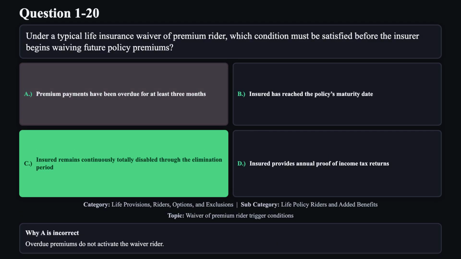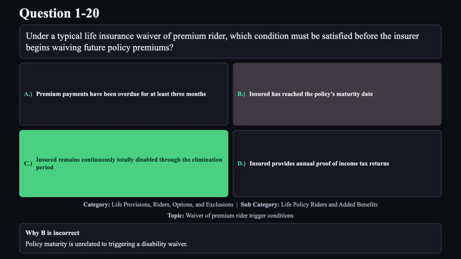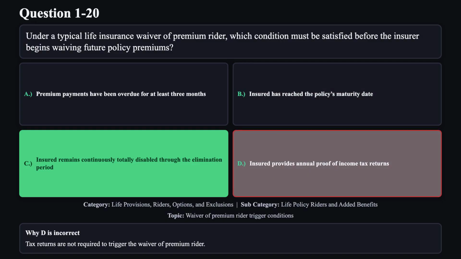Reason A is not correct. Overdue premiums do not activate the waiver rider. Reason B is not correct. Policy maturity is unrelated to triggering a disability waiver. Reason D is not correct. Tax returns are not required to trigger the waiver of premium rider.